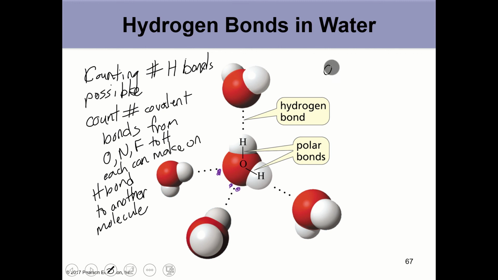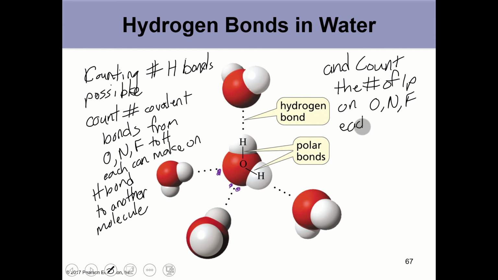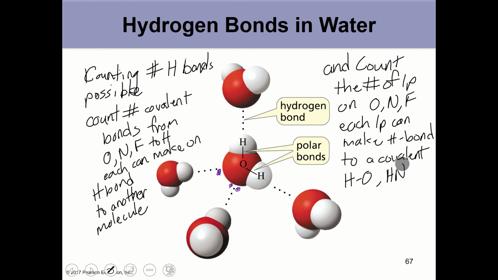And count the number of lone pairs, LP lone pairs, on O, N, or F, because each lone pair can make a hydrogen bond to a covalent HO, HN, or HF in another molecule.